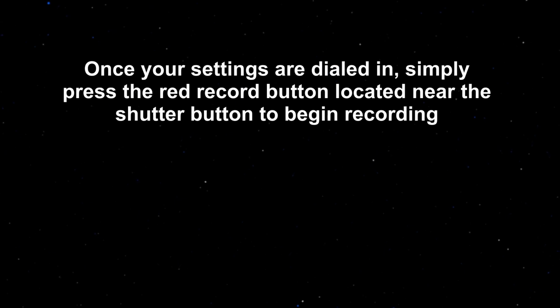Once your settings are dialed in, simply press the red record button located near the shutter button to begin recording. To stop recording, press the red record button again. For stable footage, a tripod is highly recommended.